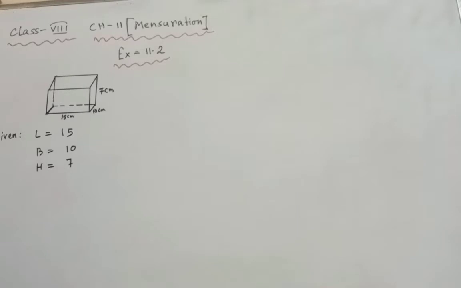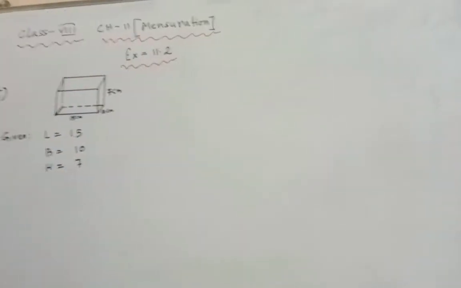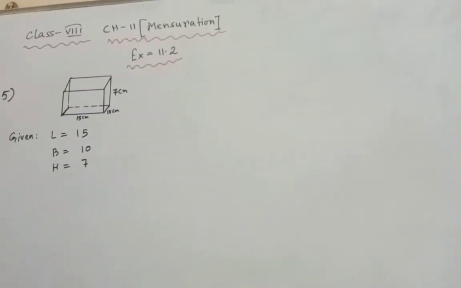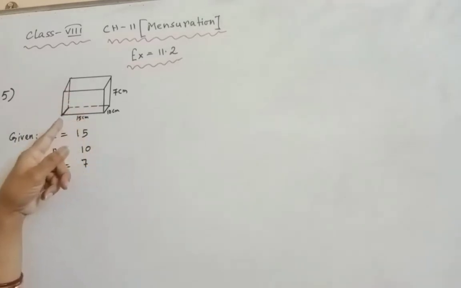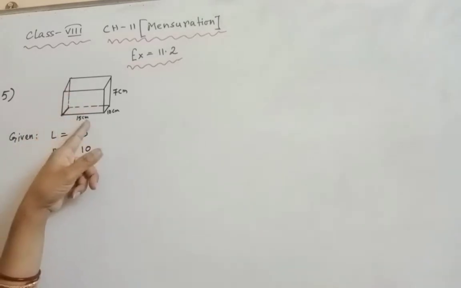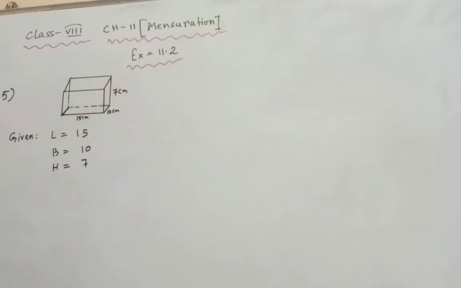Today we will do question number 5 from exercise 11.3, chapter 11, mensuration. In question number 5, Daniel is painting the walls and the ceiling of a cuboidal hall. A rough sketch of a cuboidal hall is here. The length, breadth and height of the cuboidal hall is given.